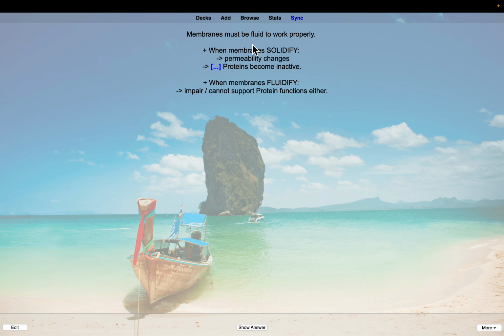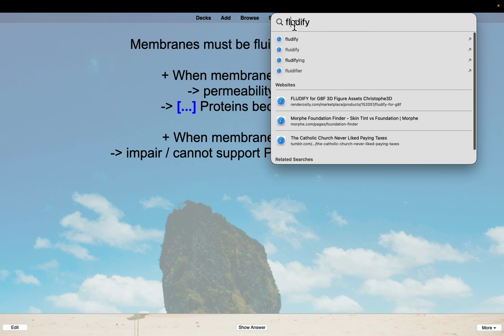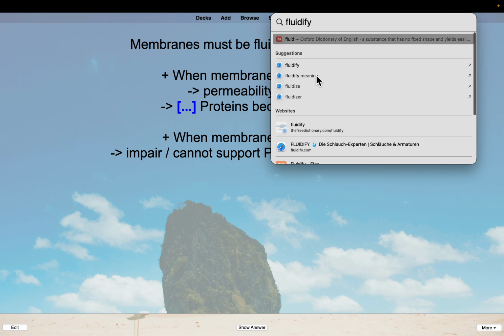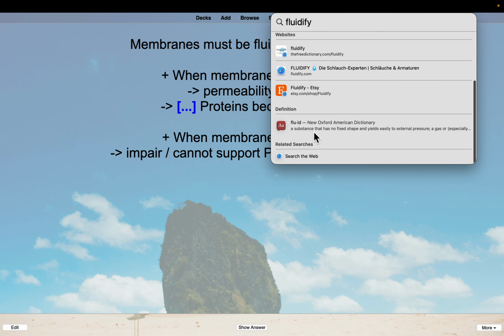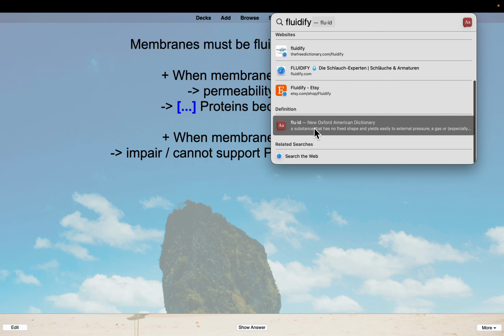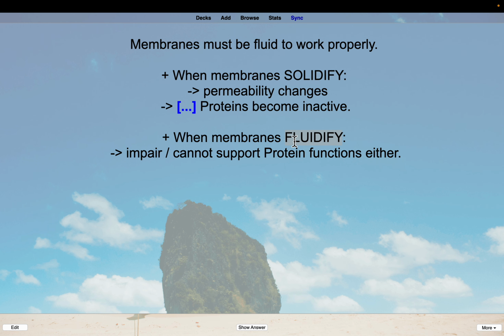Is fluidify even a word? Wait, no, I don't think so. I think I just made this word up.